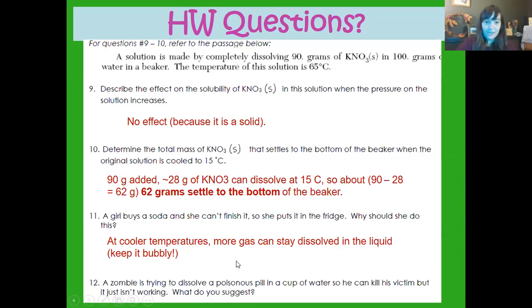For 11, a girl buys a soda and she can't finish it, so she puts it in the fridge. Why should she do this? Well, it's more delicious that way, and at cooler temperatures, more gas can stay dissolved in the liquid. Keep it bubbly. Otherwise, if you leave it out or let it warm up, it will go flat much more quickly. And if you have other questions, please let me know.